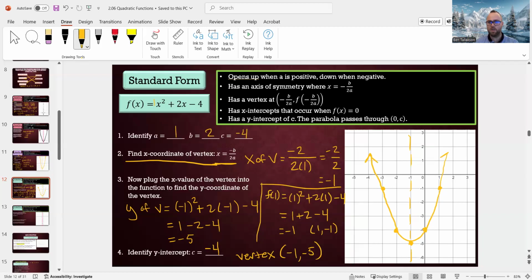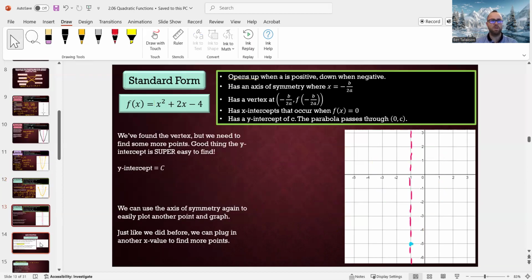You can see how these can take a while, but you get pretty fast at it over time. I did not graph this that fast the first time I ever did it. So practice, practice, practice.